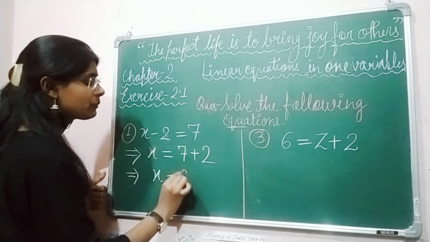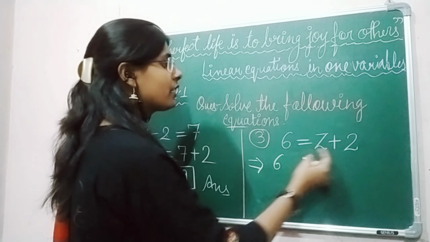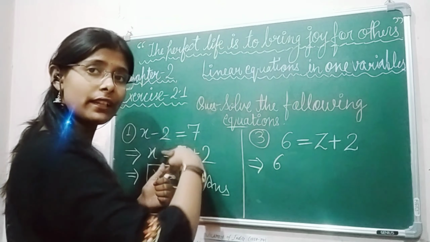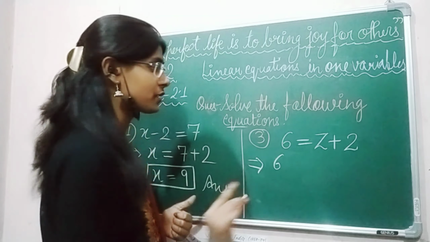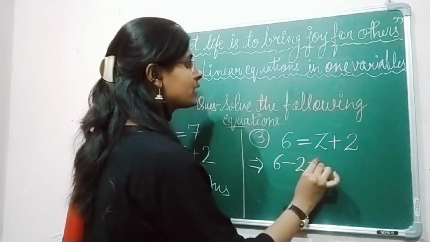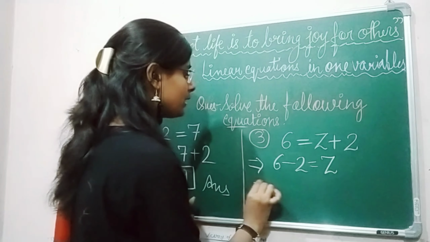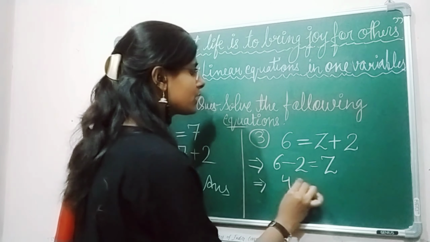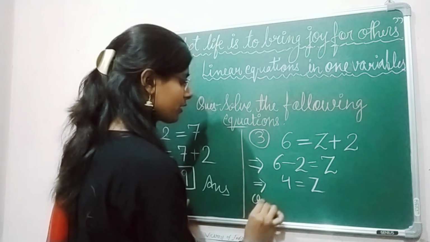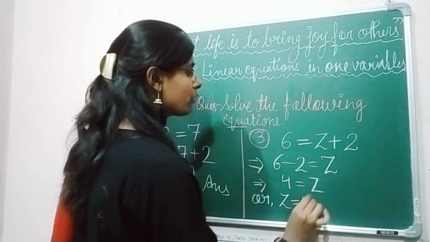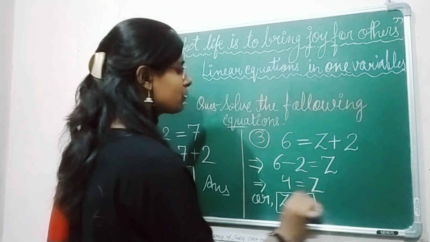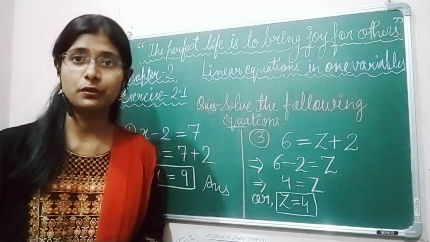Moving to the third part, that is 6 is equal to z plus 2. So first we will write 6 here, and plus 2 will be transferred to the left hand side because we need to separate this variable at any cost. So 6 minus 2 is equal to z. Now after subtracting, you will get 4 is equal to z, or you can also write it as z is equal to 4. So the answer of this third equation would be z is equal to 4.